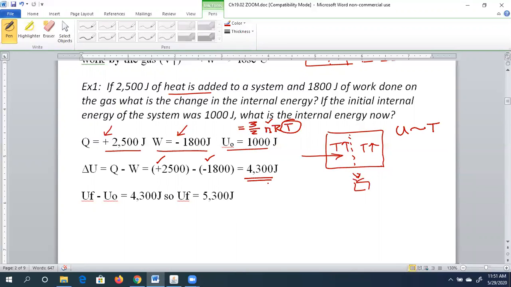Now they didn't ask for our change, they asked for the final amount. We increased 4,300, but we started with 1,000. So remembering that change means final minus initial, our change was 4,300, put our initial on the other side, and that means we went from 1,000 up to 5,300, and our change here was 4,300. Okay, so in this case, we did two things to increase the thermal or internal energy of our system. Now let's start talking about some specific gas processes next.